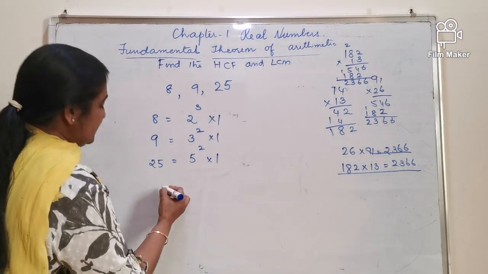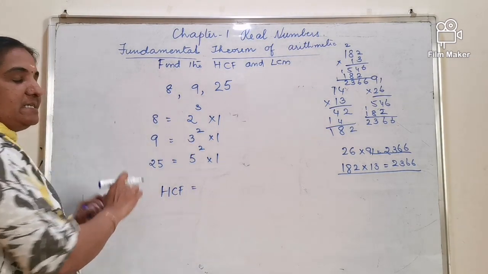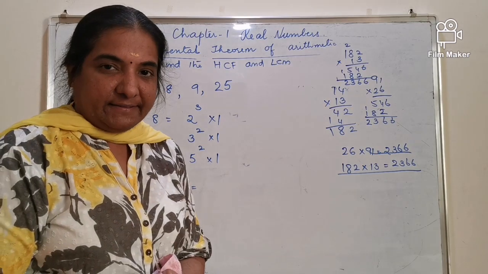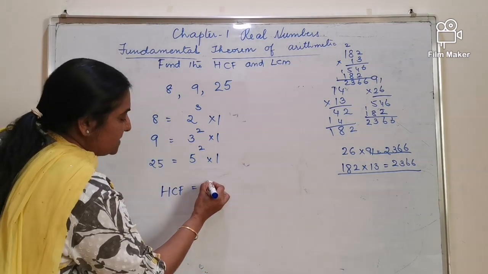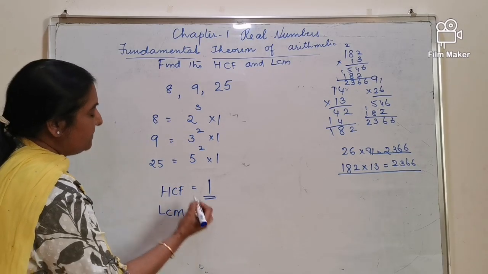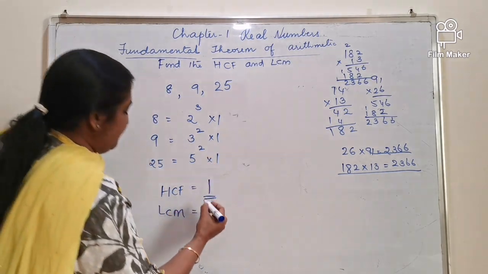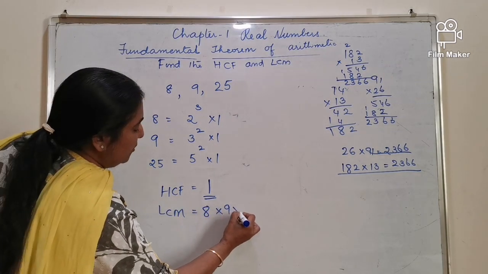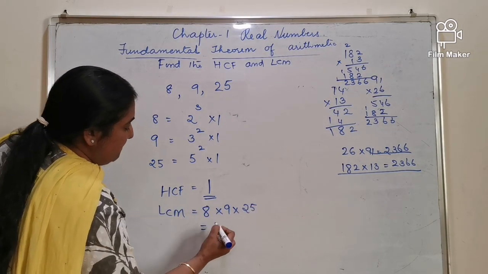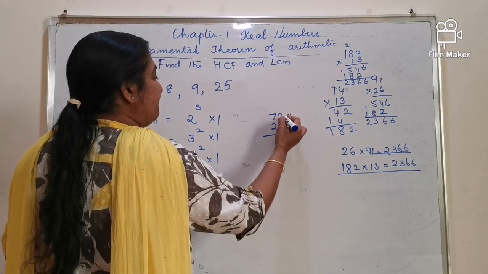So the HCF of all these three numbers, they do not have a common factor. The HCF is 1 and the LCM of these three numbers, which do not have a common factor, is the product of these three numbers. The example is given here.